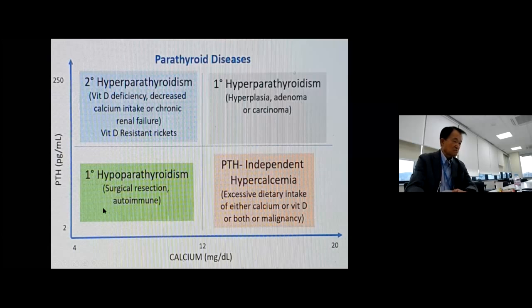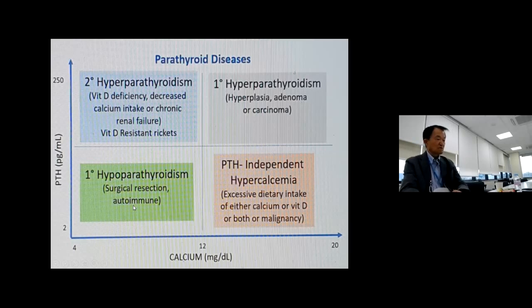Certainly, when they remove the whole parathyroid, then it's primary hypoparathyroidism, or a certain autoimmune disease can cause T cells to kill those parathyroid hormonal cells. That's primary hypoparathyroidism.